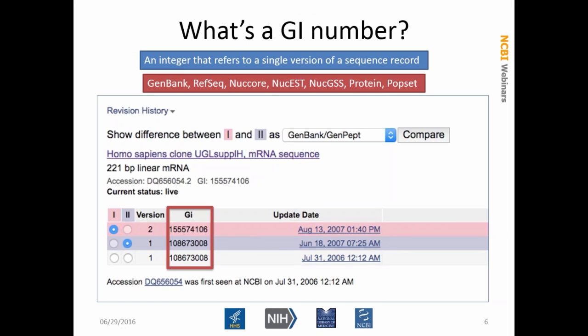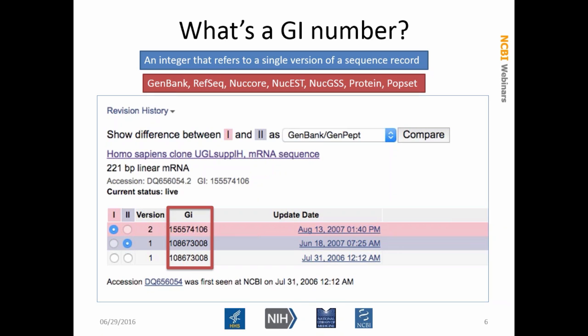So GIs are integers. They point to a particular version of a sequence record. And you'll find them in a variety of databases. Principally in Entrez, Nuccore, Nucest, Nucgss, Protein, and PopSet all have records that are identified with GI numbers. This, of course, includes the GenBank database in its entirety and the RefSeq database in its entirety. All of those records also are assigned GI numbers.